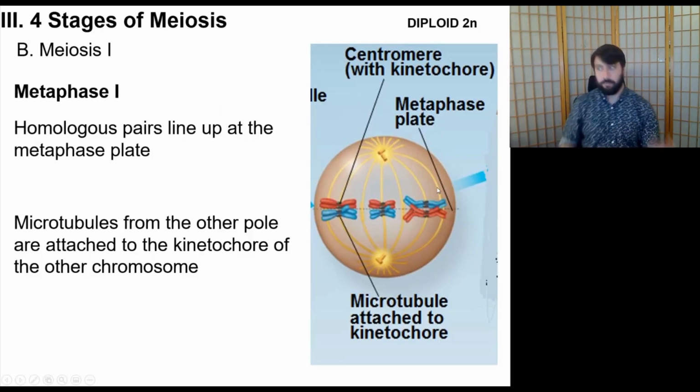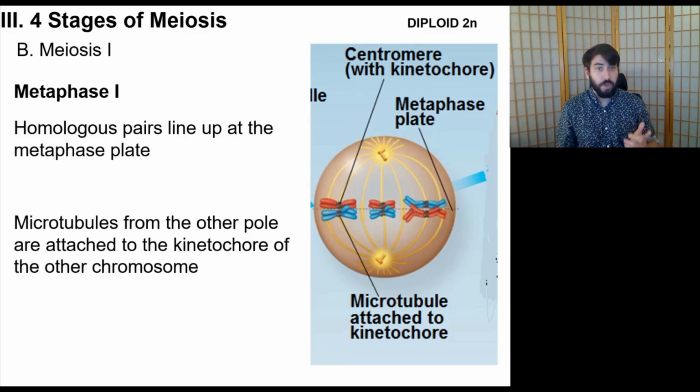Anyway, back to our actual chromosome models, which are now in metaphase 1. During metaphase 1, homologous pairs of chromosomes line up randomly along the metaphase plate, and microtubules attach to the opposite poles via those kinetochores. Sounds pretty familiar, right?